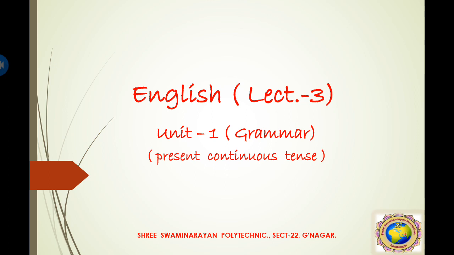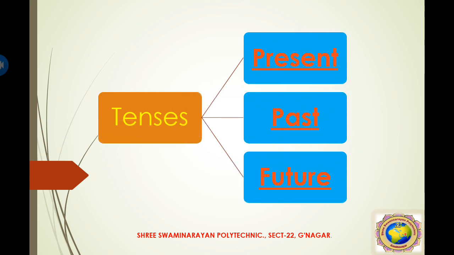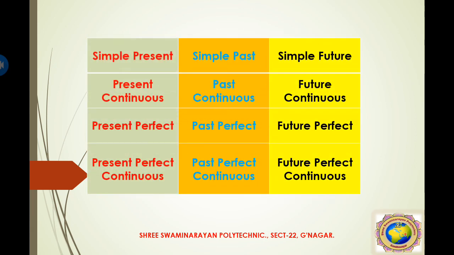We know that tenses are available in the present, past and future. These are the three types. All the types of tenses are 12, but according to your subject syllabus in Gujarat Technological University, it is only 8. So these 4 are not part of this particular subject.